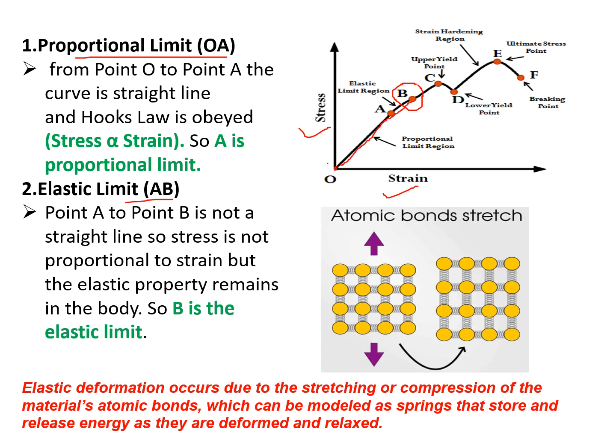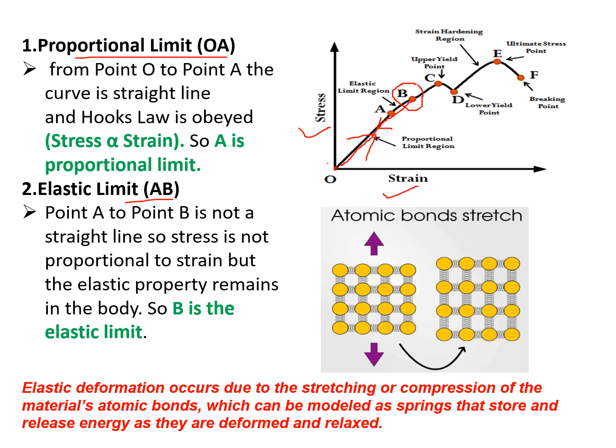Let us suppose this is the loading direction from O to B, and when you release the load at B, definitely this is the unloading curve, and again we are back at point O. It means up to B, if you release the load, the material will regain its shape and size. So the elastic property remains in the body up to B, and B is known as the elastic limit.